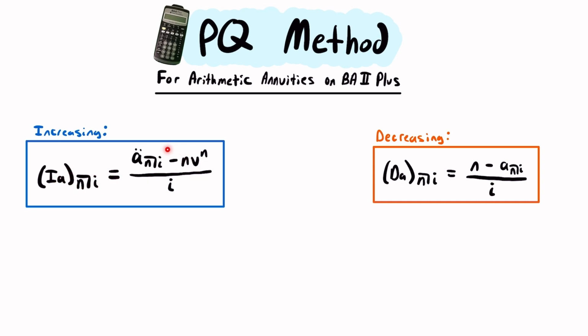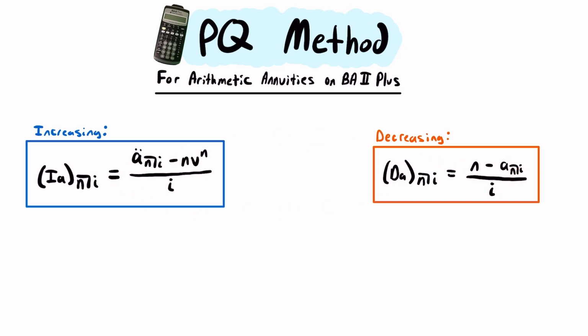And that notation is equal to this formula, where you have the present value of an annuity due, A double dot n bracket I, minus n times a present value factor to the power of n, divided by I. But if your payments are decreasing for the arithmetic annuity, you use this notation and its corresponding formula. You have capital DA in parentheses, n bracket I, where n and I represent the same thing that they did for arithmetic increasing annuities. And that notation is equal to n minus the present value of an annuity immediate, a n bracket I, divided by I.